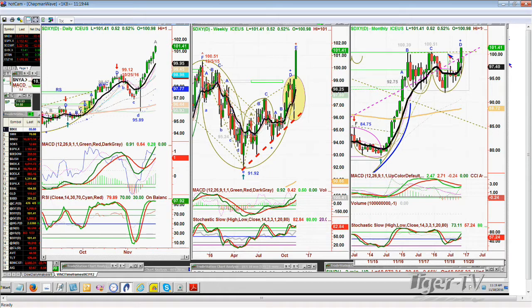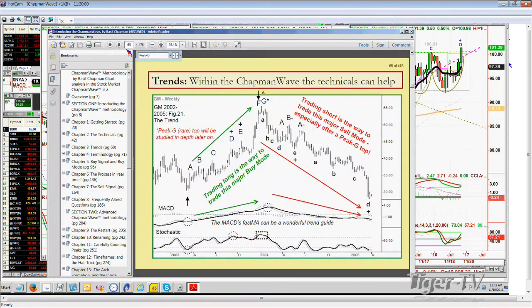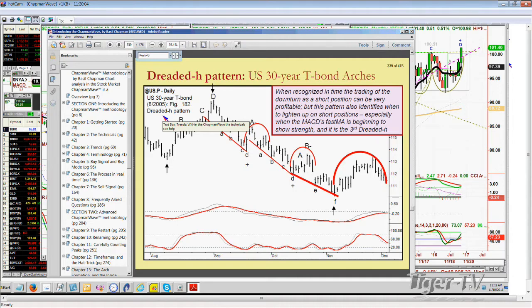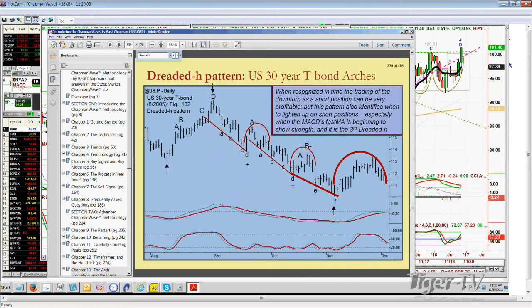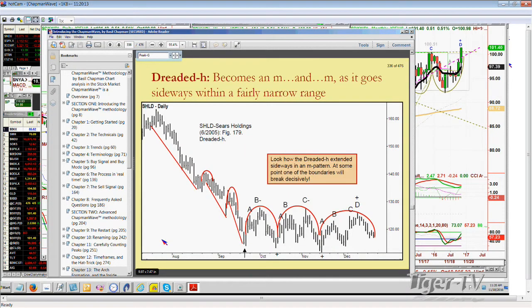See, that's what I wanted to see, because in the Chapman Wave methodology, let's see, oh man, what slide was that? The H pattern, I used it yesterday. I think it's going to be 339. Let me just type in here 339. Let's see what it comes up with. Yeah, okay. So the dreaded H that goes to an M pattern, right there. And you see that pattern right there?